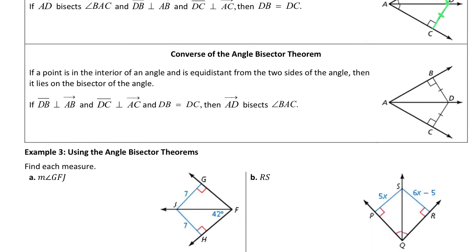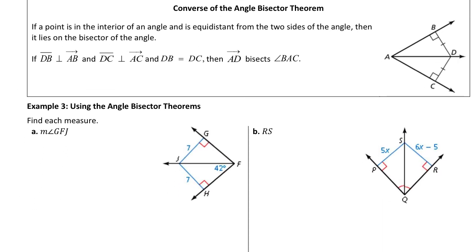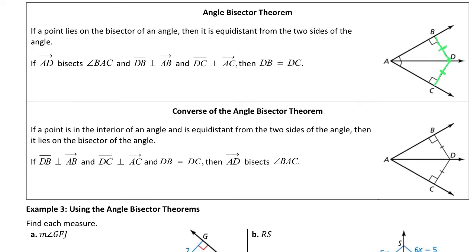So the converse of this, if a point is in the interior of an angle and it's the same distance from the two sides of the angle, then it lies on the angle bisector. So it's just saying that last theorem in reverse. Okay, so mainly remembering with an angle bisector, if a point lies on the angle bisector, it's the same distance from the two sides, all right? So if it bisects the angle and it creates two perpendiculars, then these two segments are the same length.